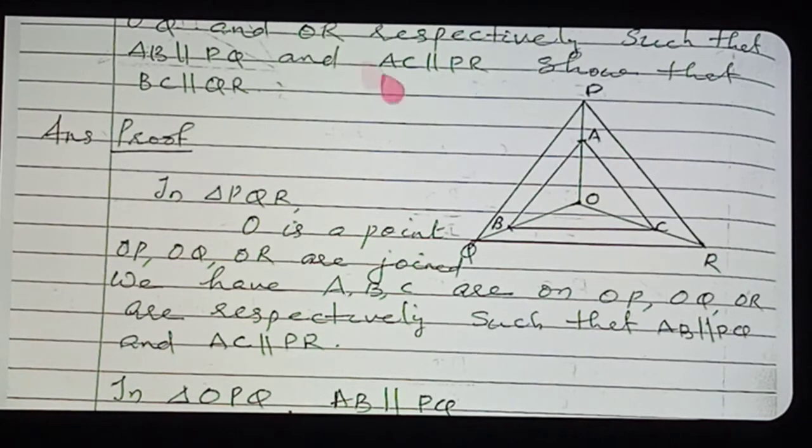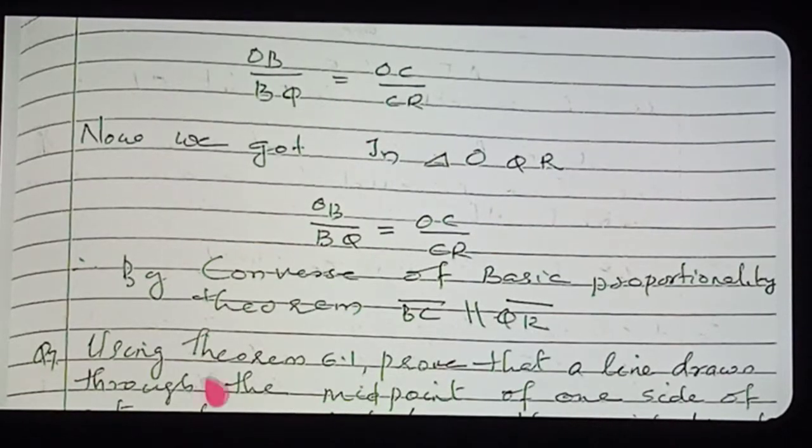Clear? That is what we have written. We got in triangle OQR, OB by BQ is equal to OC by CR. Therefore, by the converse of the basic proportionality theorem, BC is parallel to QR. This is what we wanted to prove. Okay? Next, go to the next question.